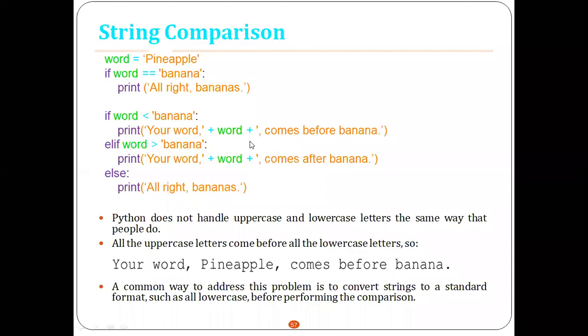And there is something called string comparison. That is, I can compare one string with another string. So look at this one. Word is equal to pineapple, right? I have a string object called word, equal to pineapple. I'm checking word equal to banana, whether each character in pineapple is equal to banana or not. If both string objects are equal, then I'm printing "All right, bananas."